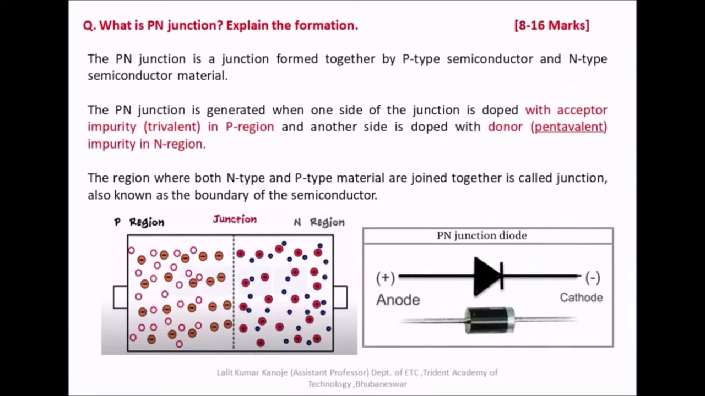Now coming to the actual topic. This question generally comes in the examination for either 8 marks or 16 marks. Remember this one. This is a long question, and it has already come in your semester examination in the last 2 years. Right? What is a PN junction? Explain its formation. This is a long question, a complete theory and explanation question. You may get 8 to 16 marks in the semester examination.